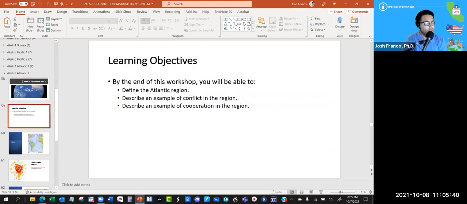Now, our learning objectives for this workshop are the following. First is to define the Atlantic region. Secondly is to describe an example of conflict in the region. And then lastly is to describe an example of cooperation in the region.